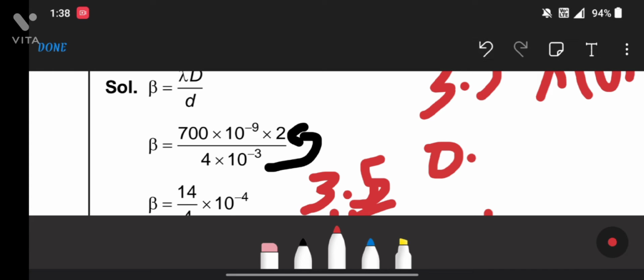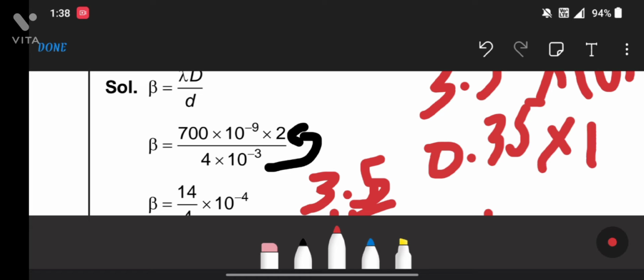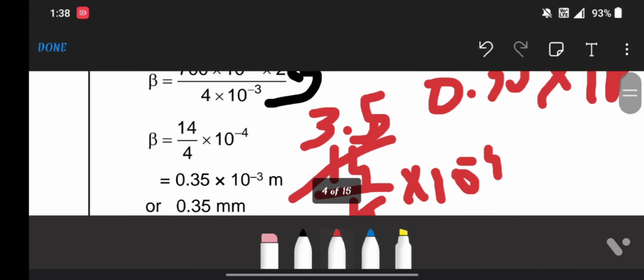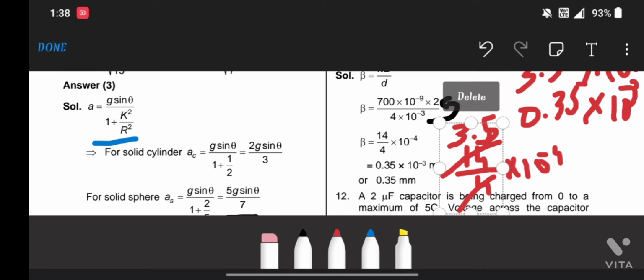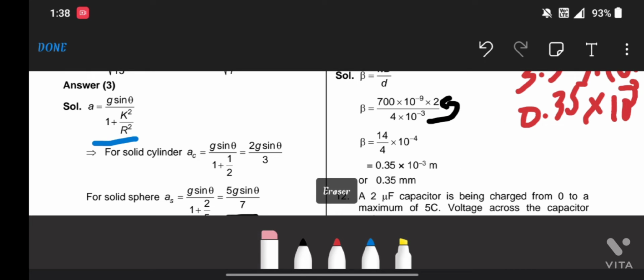0.35 into 10 to the power minus 3. Sorry if it is not nice. Okay, now after this, let us erase this all. Okay, after this, so 10 to the power minus 3, it will be nanometer only.